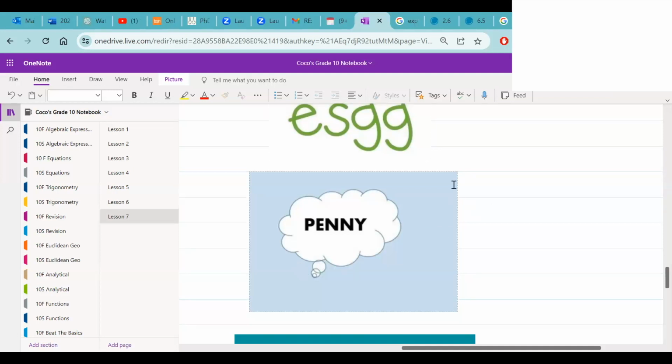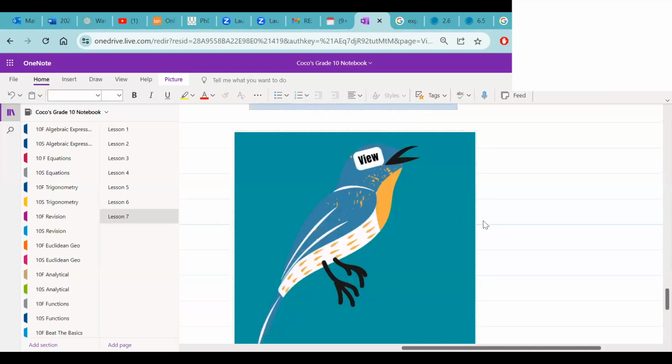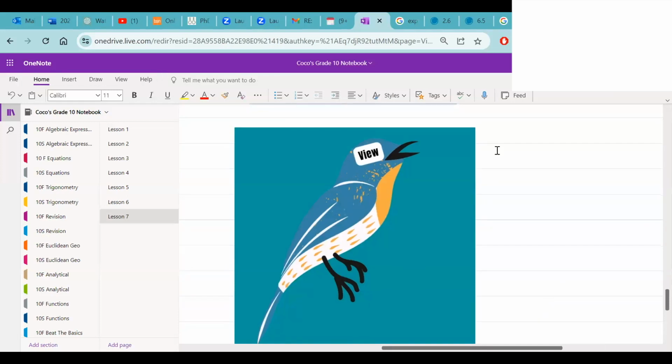Okay, and then we have the last one. This one is easy. What do you think, guys? Yes, bird's eye view. That's right.